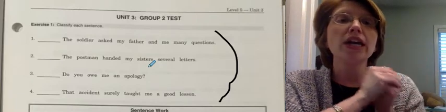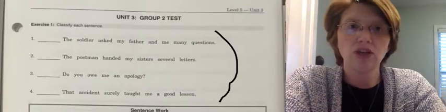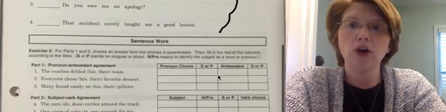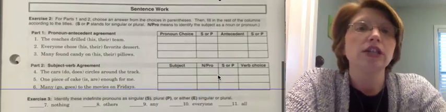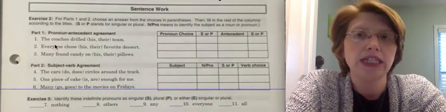You are the one helping your brain. Do a good job at it, okay? So do your best to answer and then come back and check with me tomorrow. The sentence work is just like we did yesterday, okay? So look back at that page we did yesterday.